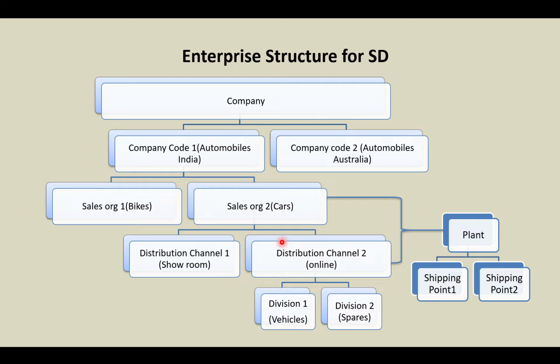The interviewer might ask what is the relation between sales organization and company code. We can say many sales organizations can be assigned to a single company code, many to one. Similarly for distribution channel, many to one. This is one of the interview questions you can expect from the enterprise structure: the relationship between company code and sales organization, between sales organization and distribution channel, and between plant and shipping point. Many shipping points can be assigned to a single plant. Clear?